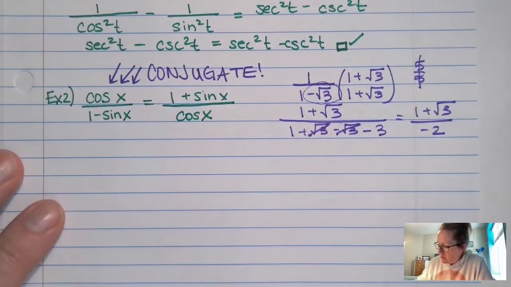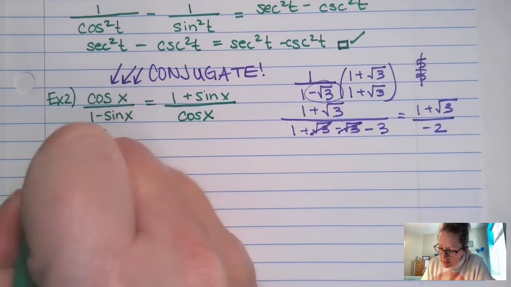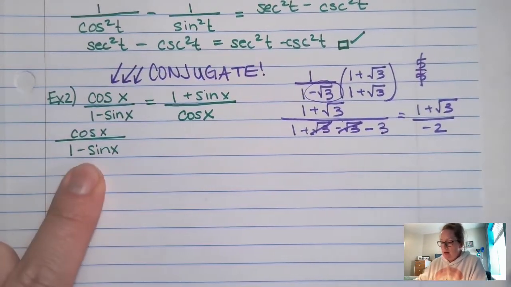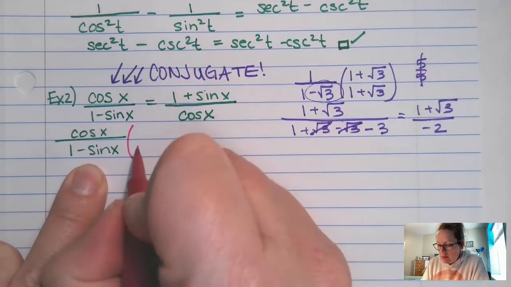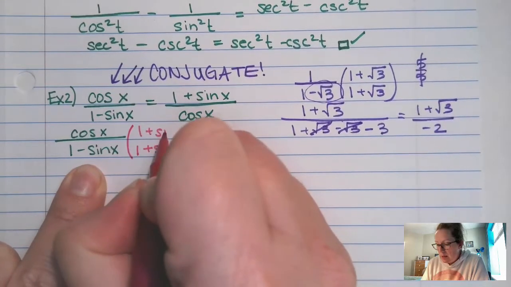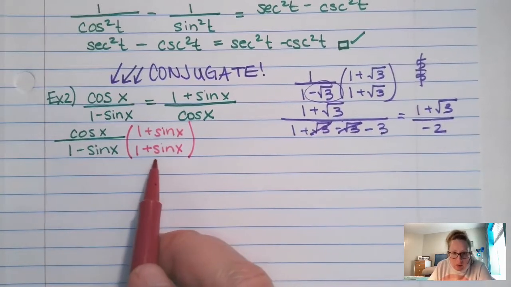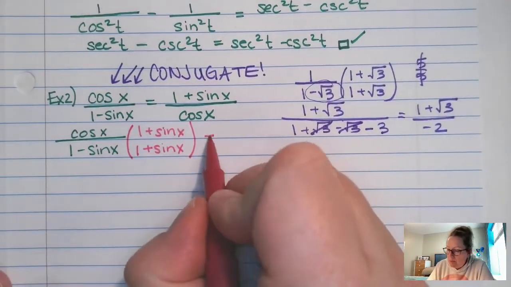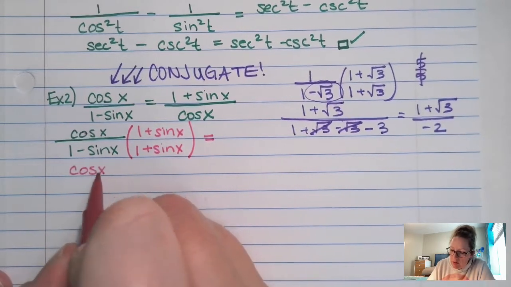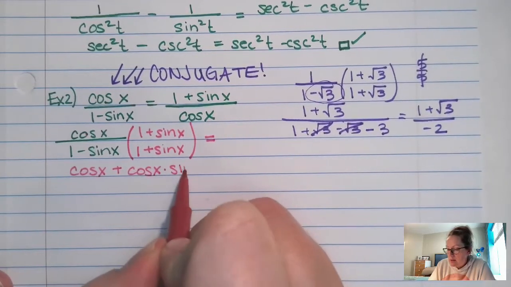Let me rewrite that in green. So we're given cosine x over 1 minus sine x. I'm going to start with this side, and I'm going to multiply by the conjugate, so it's going to be 1 plus sine x over 1 plus sine x. These don't cancel out, so we have to FOIL them out. We get cos times 1, which is just cos x, plus cos x times sine x. Can't do anything with that guy.